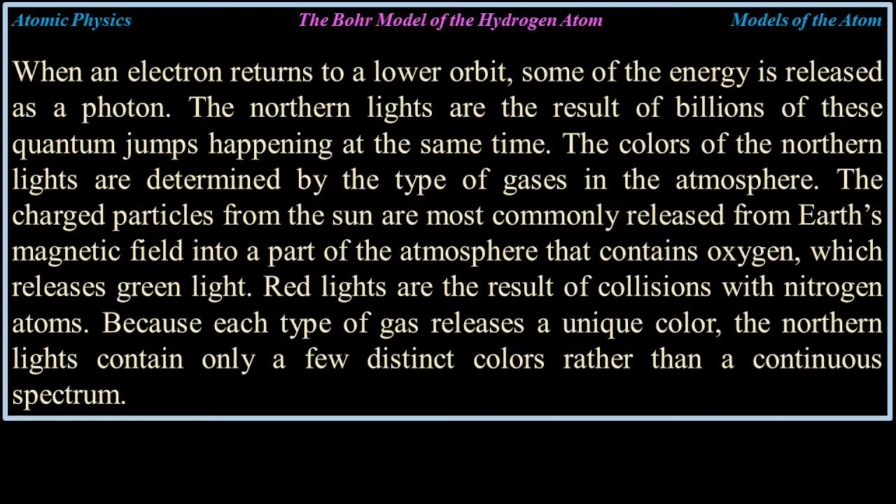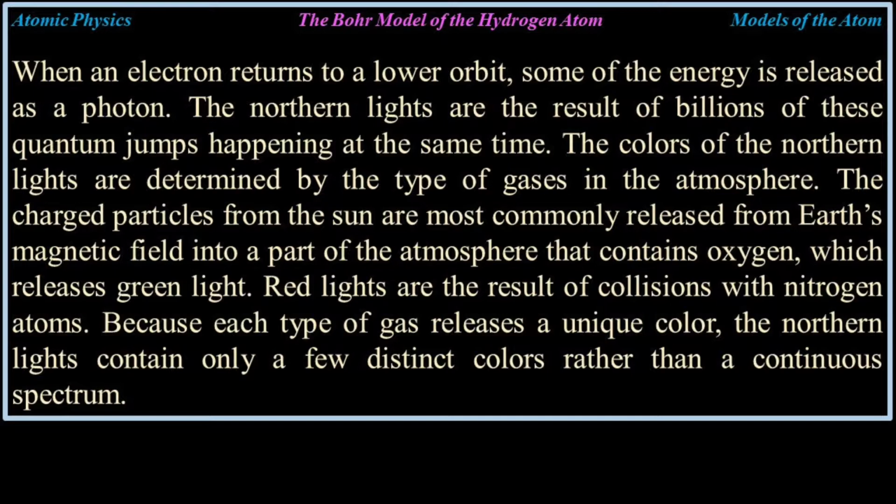When an electron returns to a lower orbit, some of the energy is released as a photon. The northern lights are the result of billions of these quantum jumps happening at the same time. The colors of the northern lights are determined by the type of gases in the atmosphere.